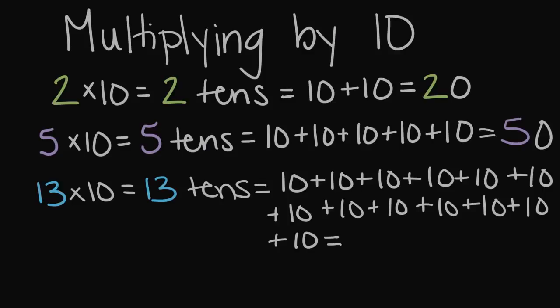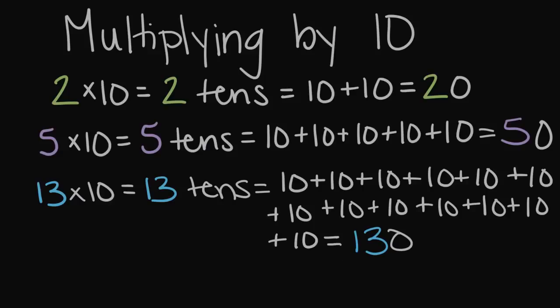Let's see how much that is. We have 10, 20, 30, 40, 50, 60, 70, 80, 90, 100, 110, 120, 130. So our solution is 130. I think we can pause here and look at the ones we've done so far and see if we can figure out this pattern. 2 times 10 is 20, 5 times 10 is 50, 13 times 10 is 130.